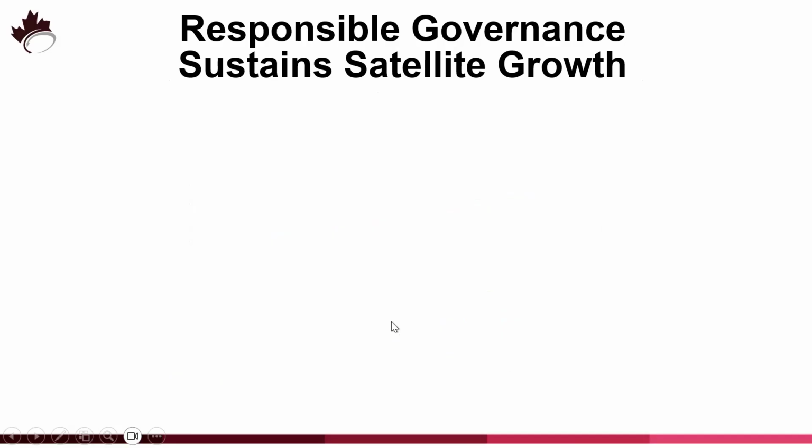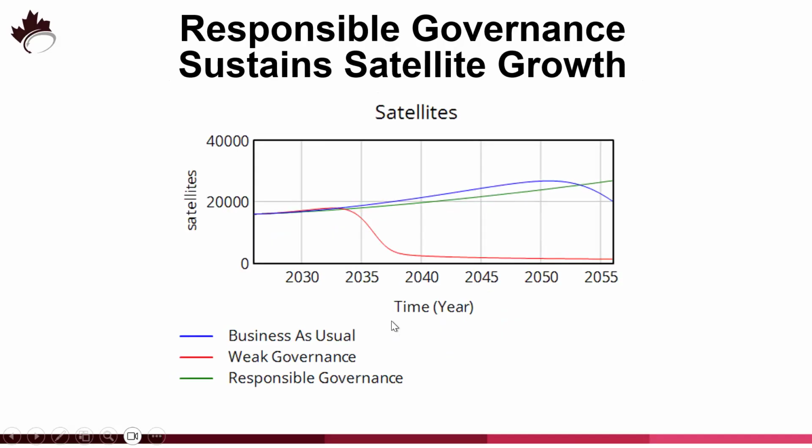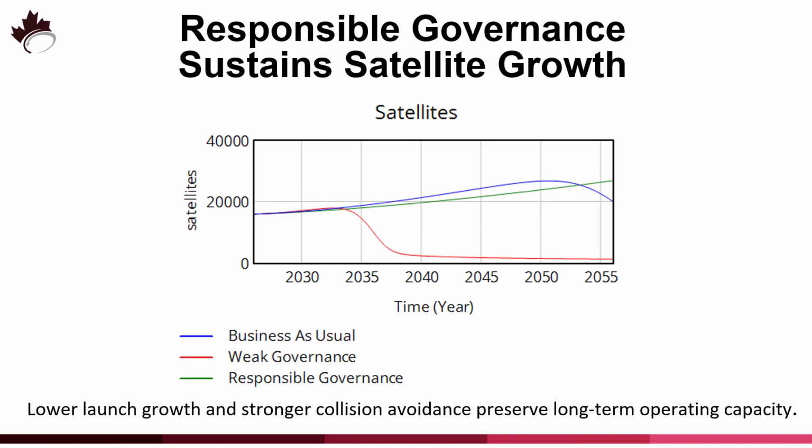The last scenario is responsible governance, and it sustains satellite growth. So here we have the 3 scenarios, and we see the green one of responsible governance. The growth continues well into the 2050s. So lower launch growth and stronger collision avoidance can preserve long-term operational capability.